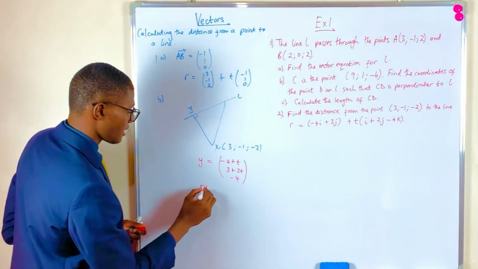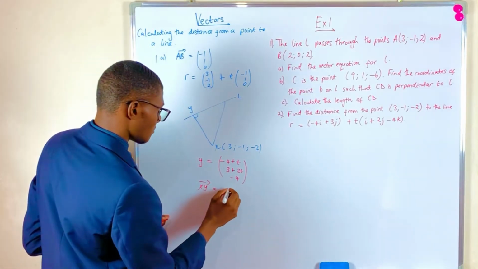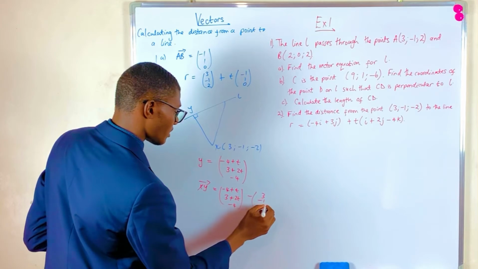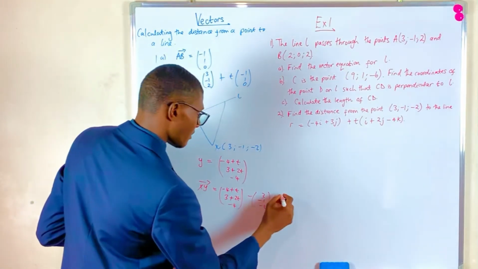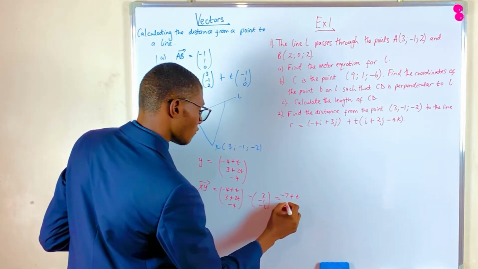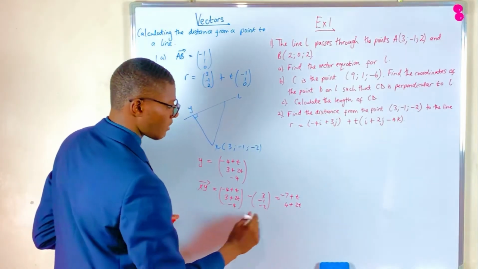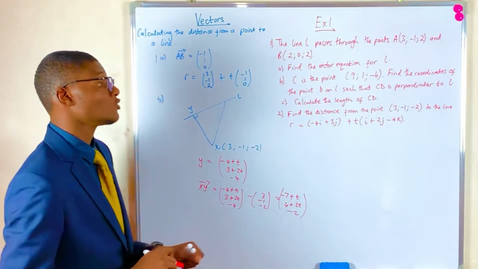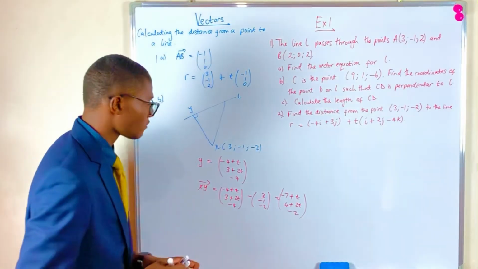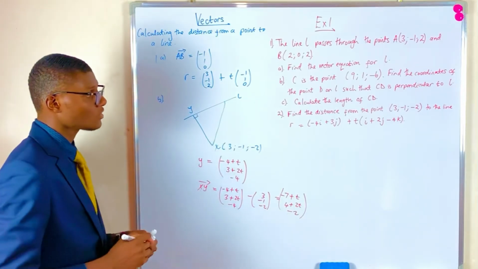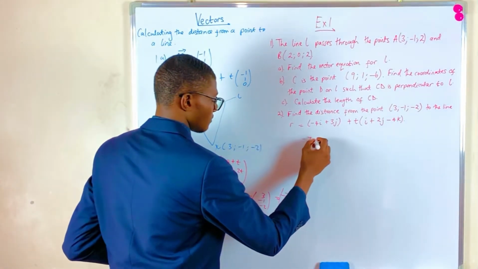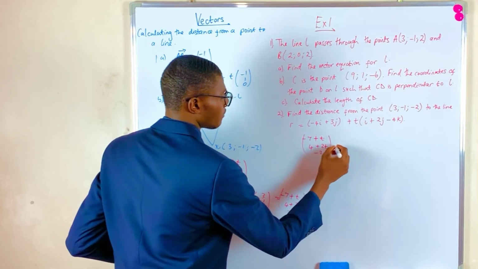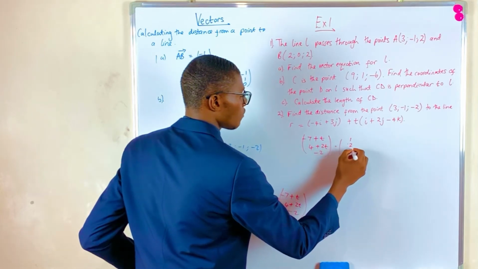Such that vector XY would be Y minus X, which is minus 4 plus T, 3 plus 2T, then minus 4, minus 3, minus 1, minus 2, which would give us minus 7 plus T, then 4 plus 2T, and minus 2. So this is vector XY. And we need the distance from X to Y. Because we know XY is perpendicular to the line, we shall simply find the scalar product of vector XY and the direction vector of line L. Direction vector being 1, 2, minus 4, and this should give us 0.